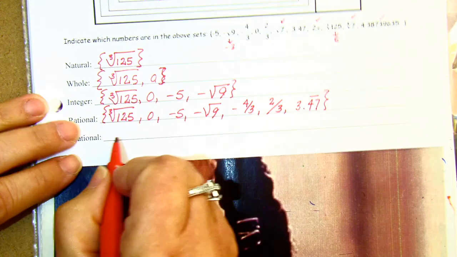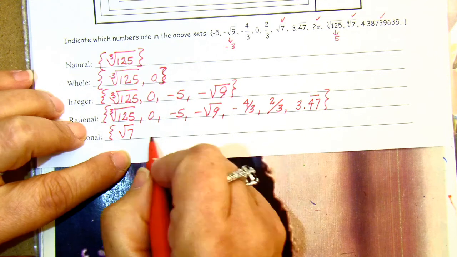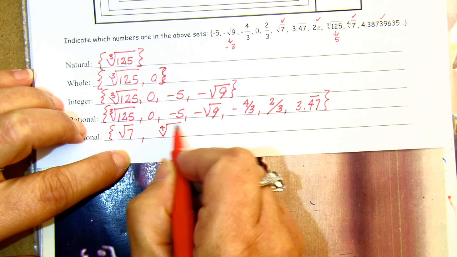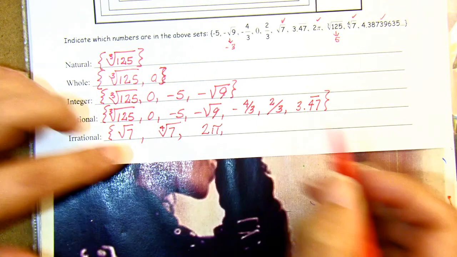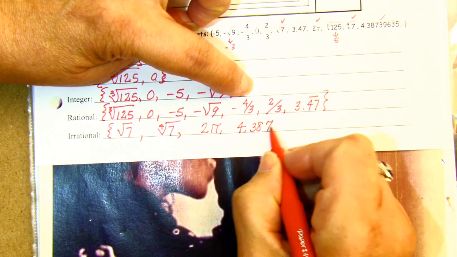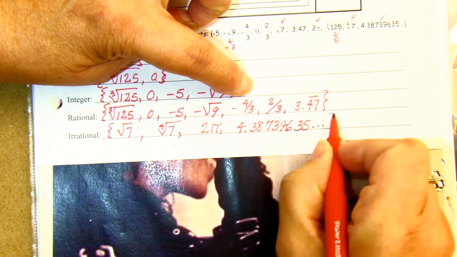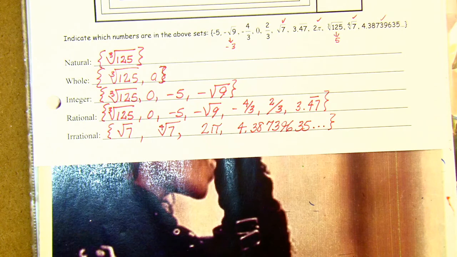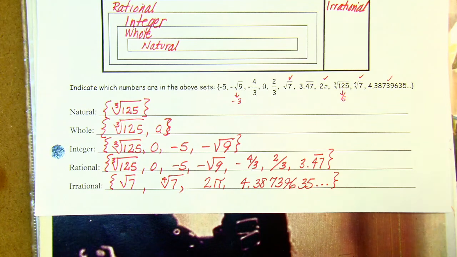And now here we're just going to put our values of the irrational numbers in. Square root of 7, fourth root of 7, 2 pi, and 4.38739635... So if you have questions on classifying these into their subsets, leave a post on the discussion or ask about it in class. I apologize for this thing being moved around on the screen while I'm making this video.